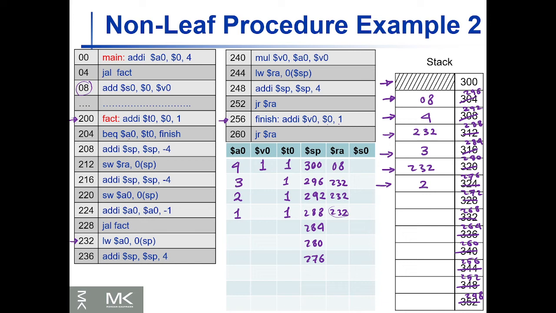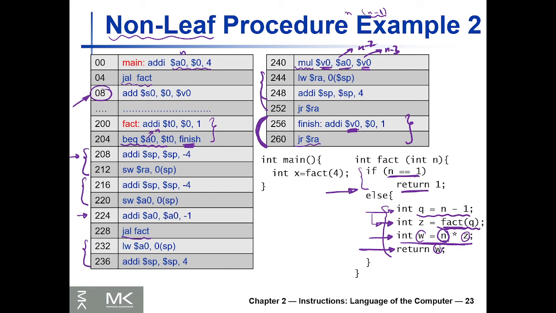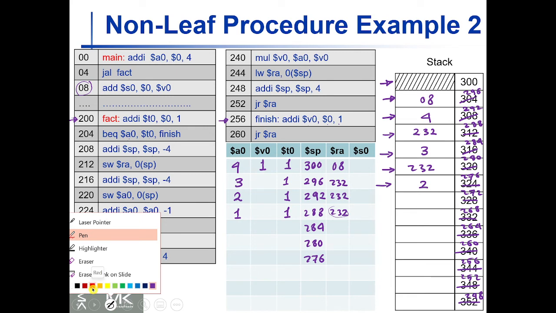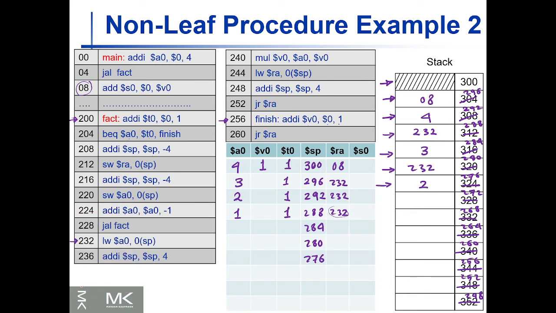In 232, basically this is W equal to N multiplied by Z. So basically that's what we're gonna do now, this step here: int W equals N multiplied by Z. Let's check. So in 232, what we're gonna do, load word A0 0 SB. So SB is here. Let me do the recursion with another color, so it will be much clearer for us. So let me do it with this color here.